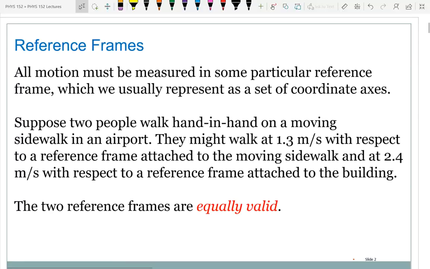Anybody have any confusion about Galilean relativity? It's really straightforward, right? It's something you would have understood, you know, long before taking a physics class. So what's Einstein going to do that's any different from that, something so simple?